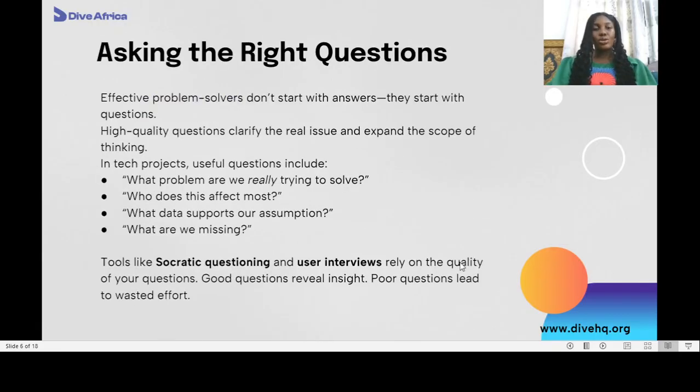Asking the right question. Effective problem solvers don't start with answers. They start with questions. You want to be an effective problem solver, you must be able to start with questions, not answers. High quality questions clarify the real issues and expand the scope of what you're thinking. So you need to ask the right kind of question when you are solving a problem. You need to ask the right question if you want to be an effective problem solver.